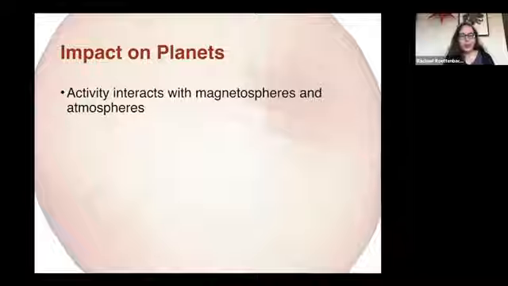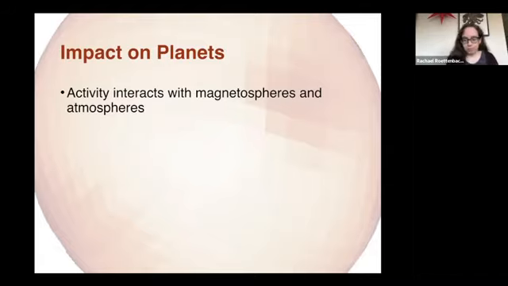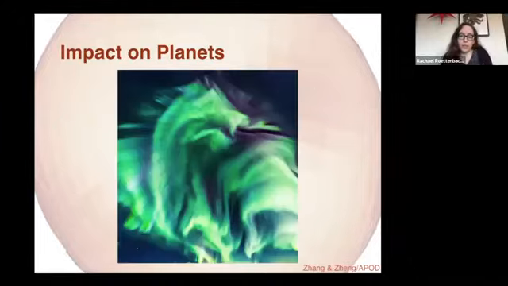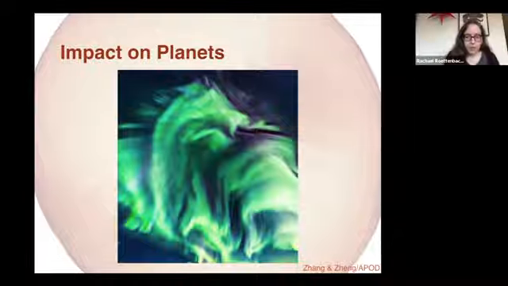And so we know that stellar activity can cause problems for planets with magnetospheres and atmospheres. It can interact with the atmosphere by stripping it off, and it can also interact with the magnetosphere. We particularly know this because we know what happens when a coronal mass ejection hits our own magnetosphere. We get these beautiful aurorae. These become more dramatic when a coronal mass ejection has been expelled from the sun in the direction of the Earth. And we know that these things are related.